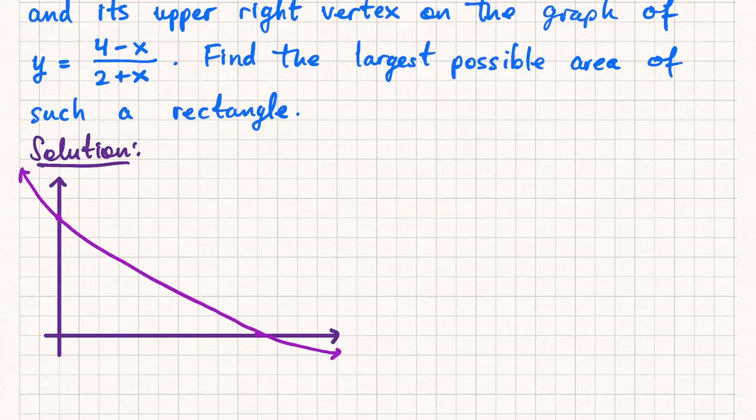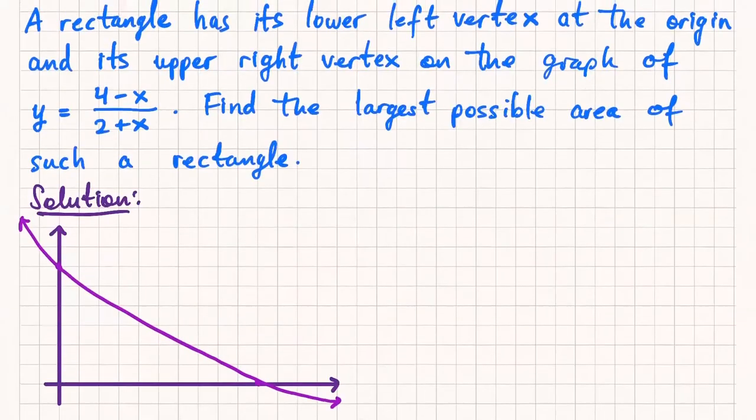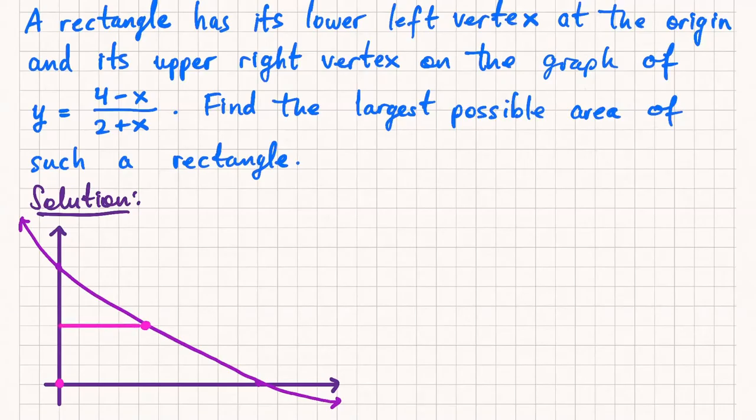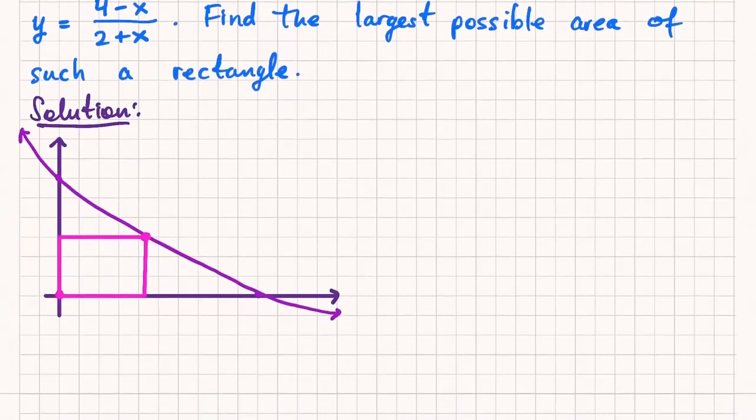Okay, so where's this rectangle? It says the lower left vertex is at the origin, and the upper right vertex is on the graph somewhere. So there's the upper right vertex. The reason I'm saying the shape of this graph doesn't really matter is that that's really all you need to know. You just need to know that we have some rectangle in the first quadrant and that the upper right vertex is on that graph. That's it. Okay, so that's my diagram.